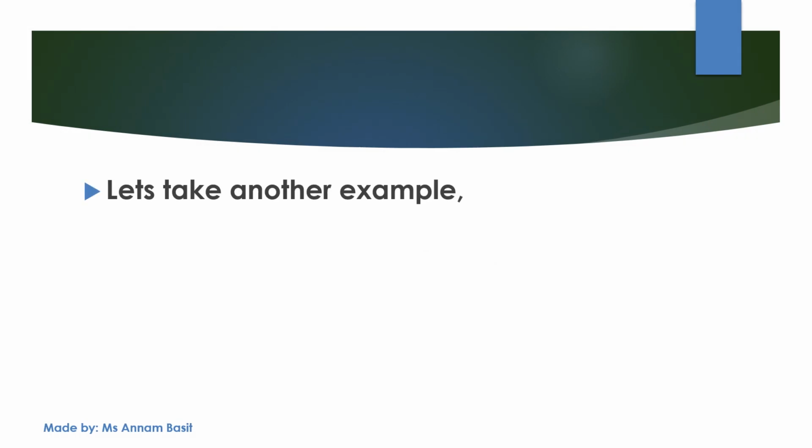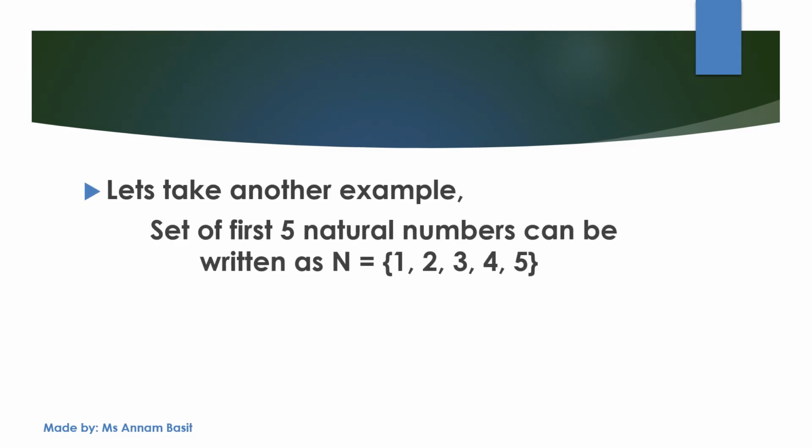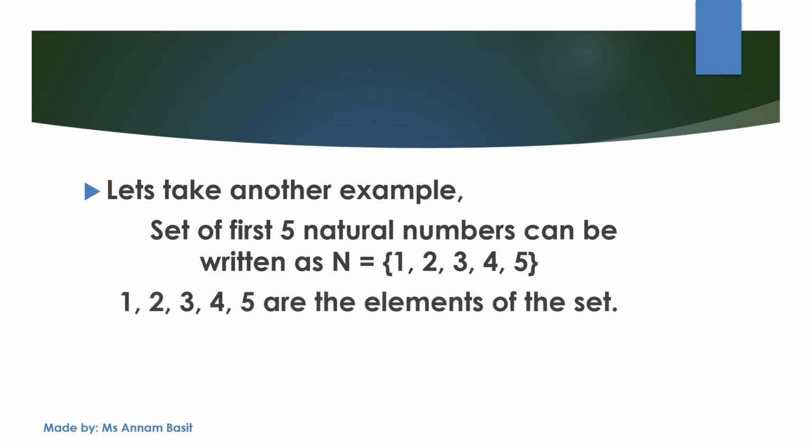Now let's take another example. There's a set of the first five natural numbers and it can be written as capital N is equal to curly brackets open 1, comma 2, comma 3, comma 4, comma 5 and then the brackets closed. So 1, 2, 3, 4, 5 are the elements of the set, right?